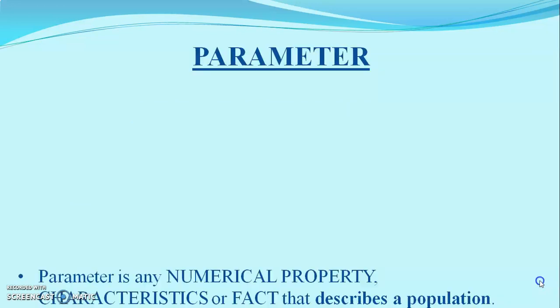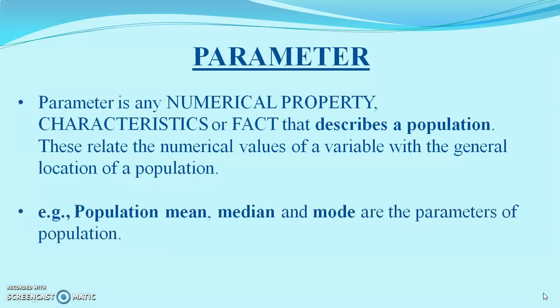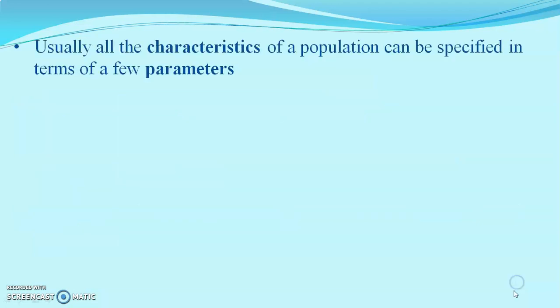Parameter. A parameter is any numerical property, characteristics, or fact that describes a population. You can see examples. Population mean, median, mode. These are the parameters of population. These express some numerical values. For example, if there are 10 people with different heights, there will be a mean value of height. Now we can say that mean height is a parameter.